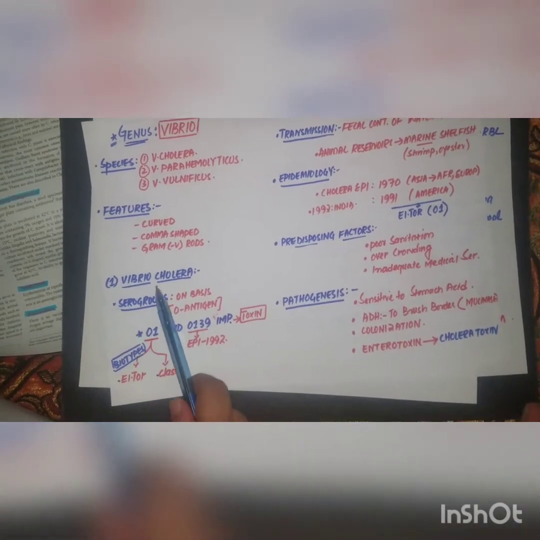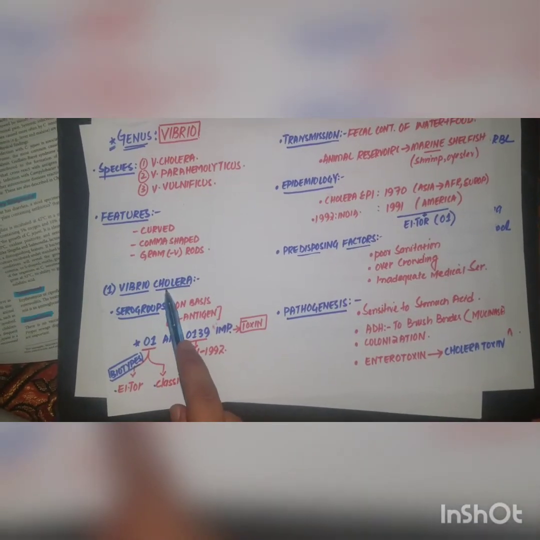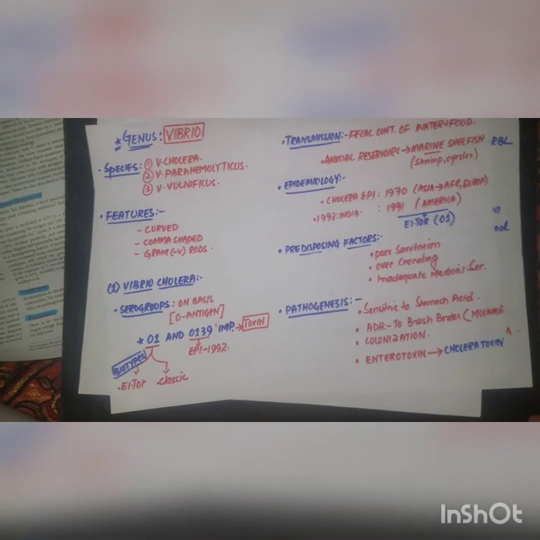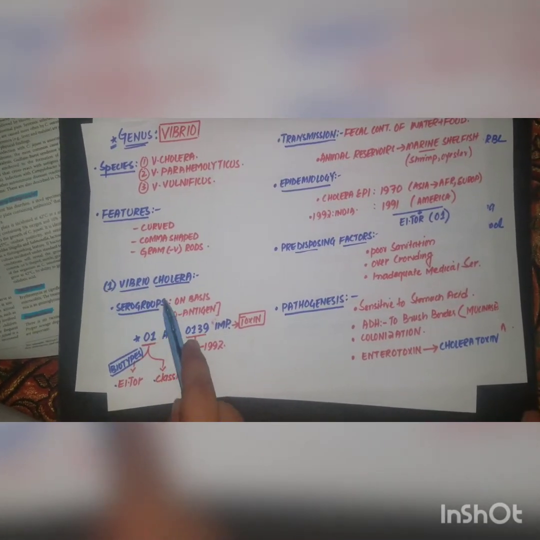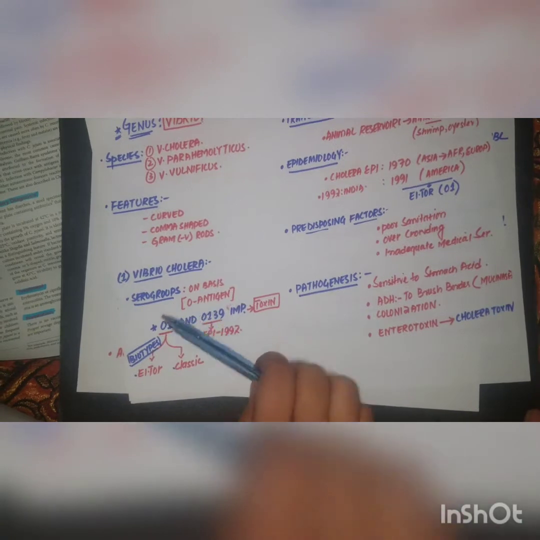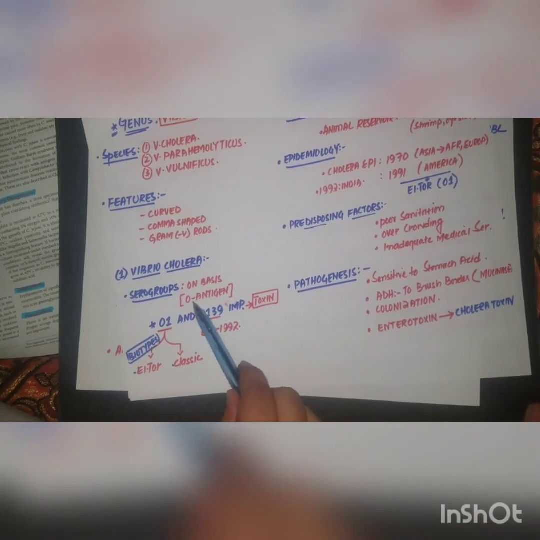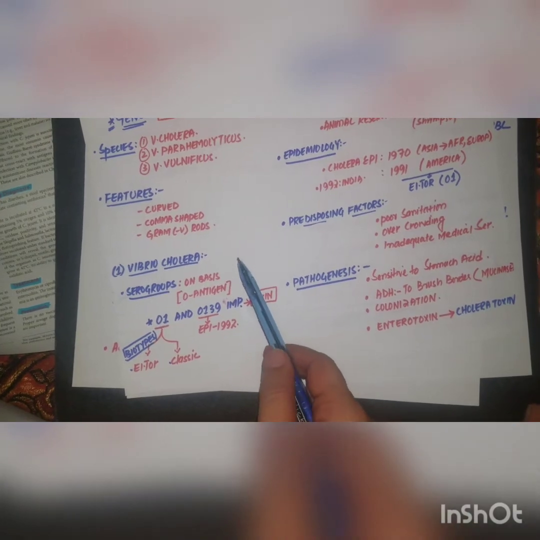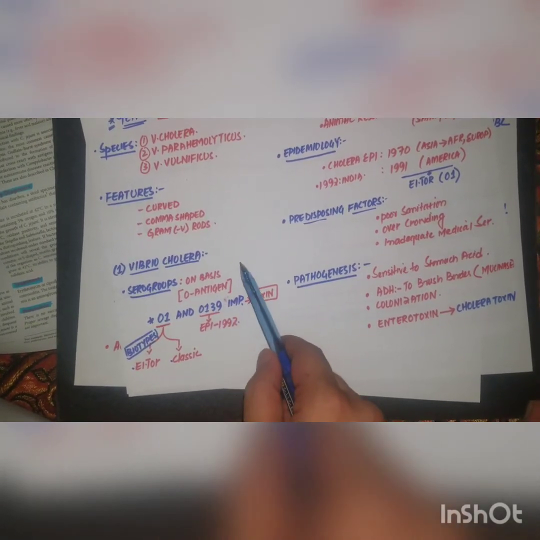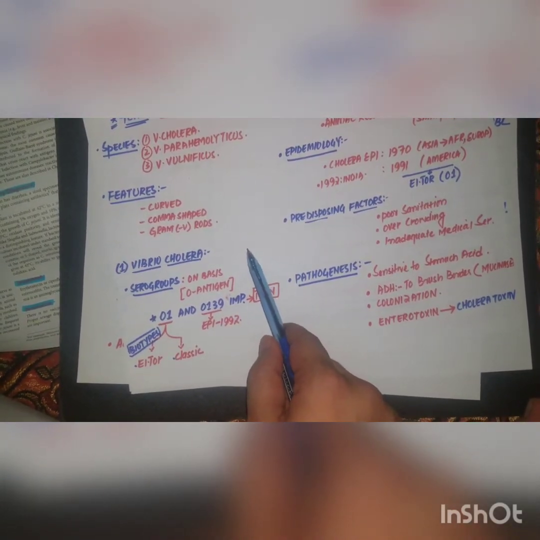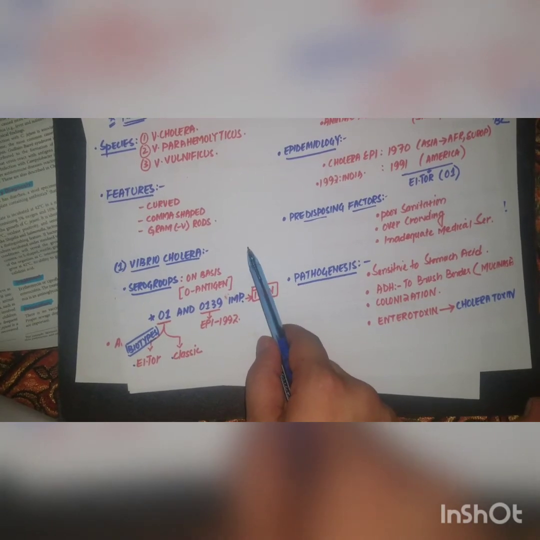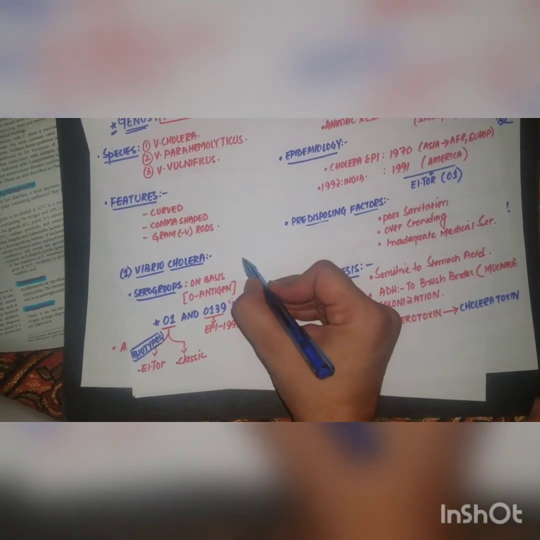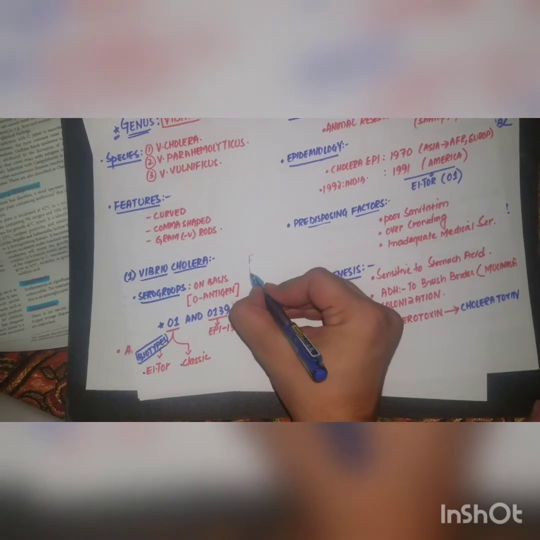Coming towards our main topic, Vibrio cholera. On the basis of O antigen, it is subdivided into serogroups. So what is O antigen? This is basically a cell wall antigen. The other antigens in gram negative rods are the F antigen, which is the flagellar antigen, and the K antigen, which is the capsular antigen. F flagellar and K capsular.